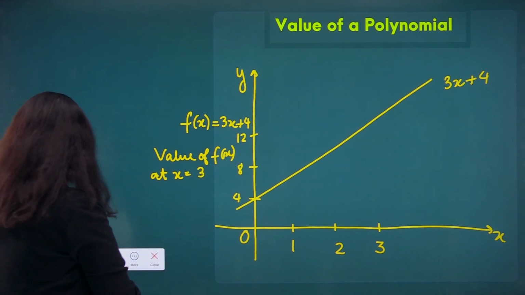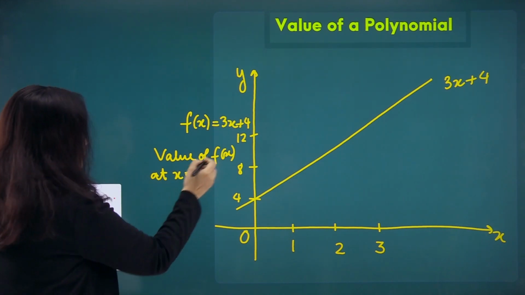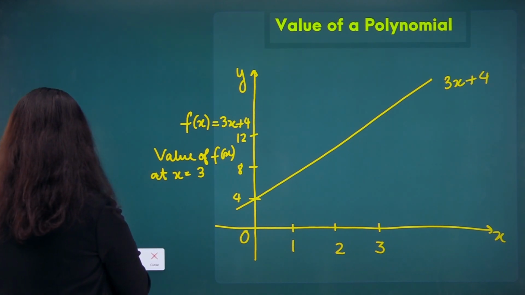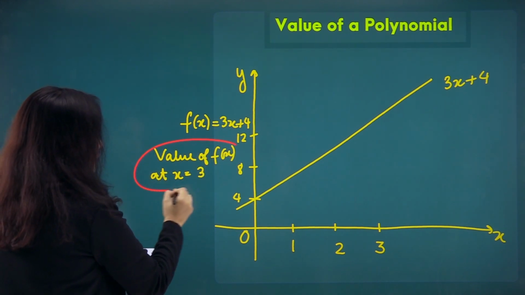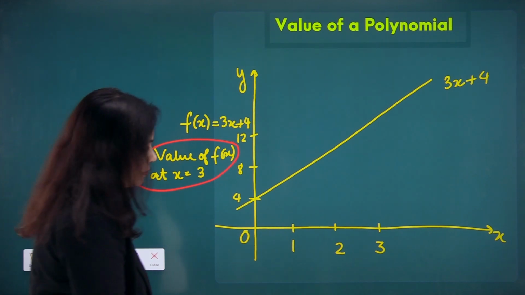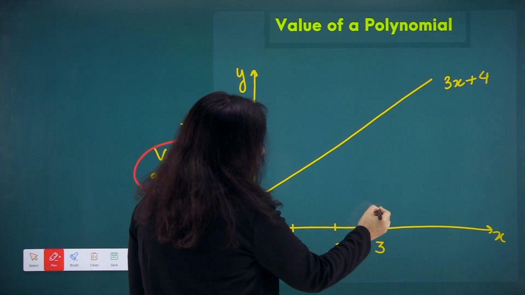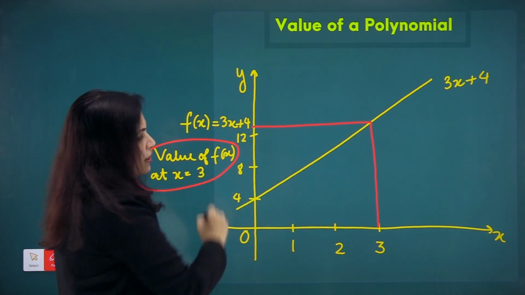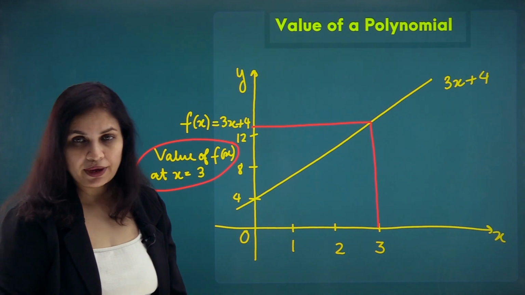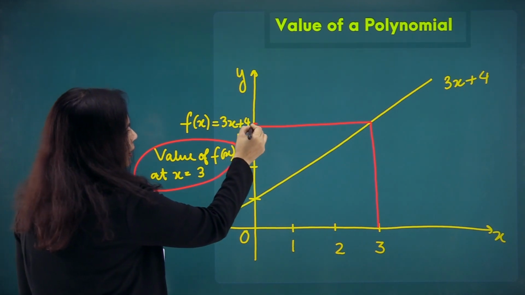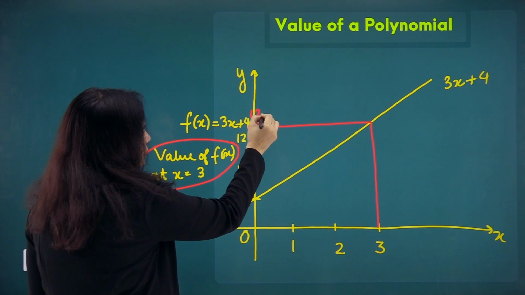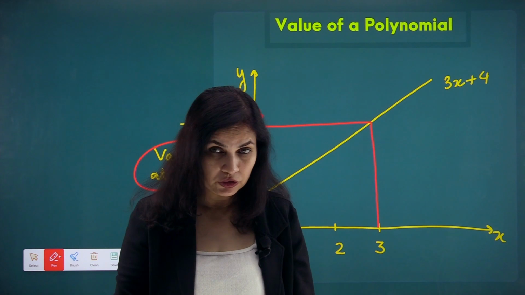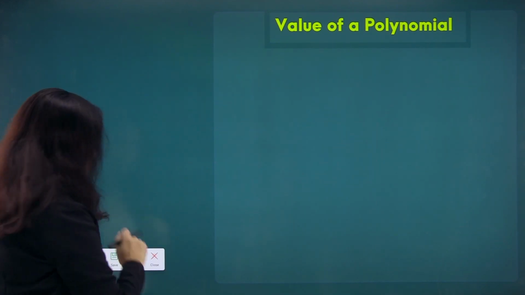If I have to find the value of the polynomial at x equal to 3, then I will find out, for x equal to 3, what will be the corresponding value of y. So, here the value of y will be 13, but every time we can't be drawing a graph to find the value of the polynomial. Then what would you do?